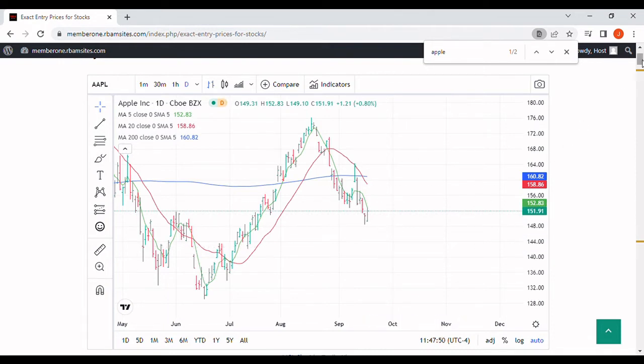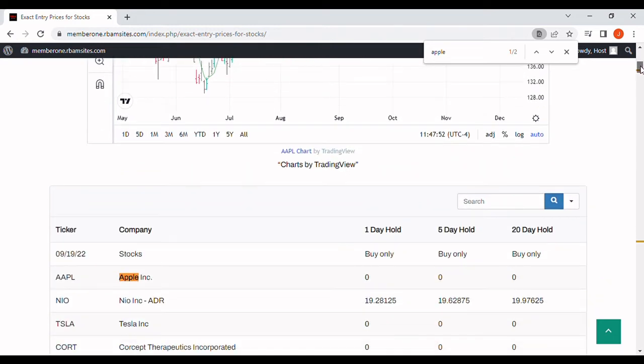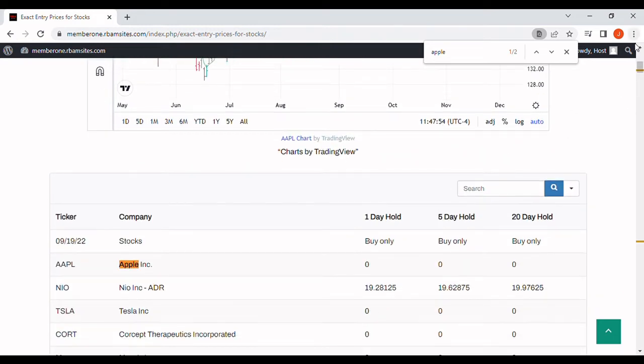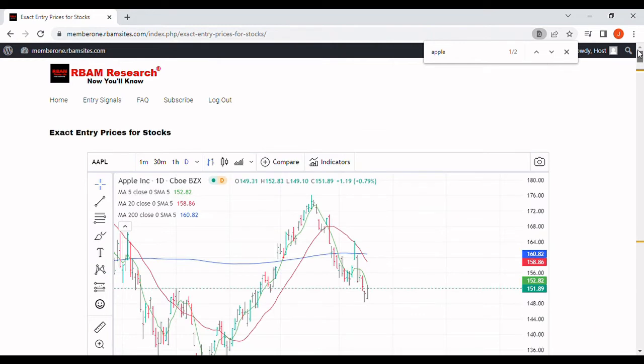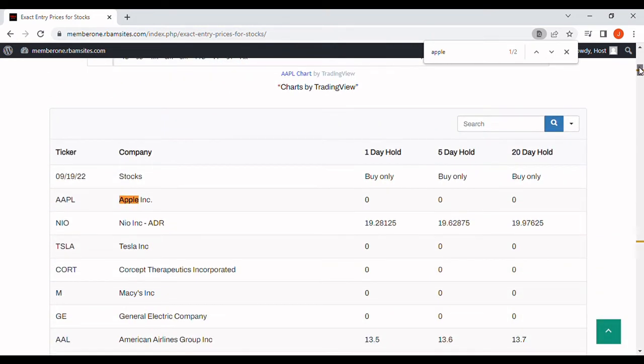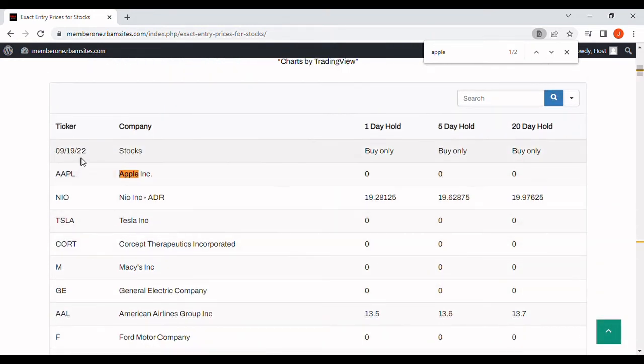Let's take a look and see what RBAM Research says about it. We put out 190 algorithmically generated entry prices every day before 7 a.m. Monday through Friday, and these are today's for the 19th. It says zeros across here for the 1, 5, and 20 trading day holding periods. That means it does not indicate it's a good stock to buy today.